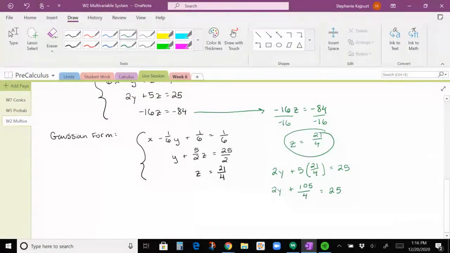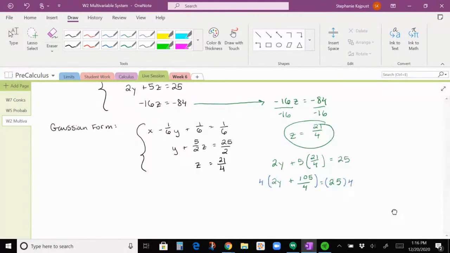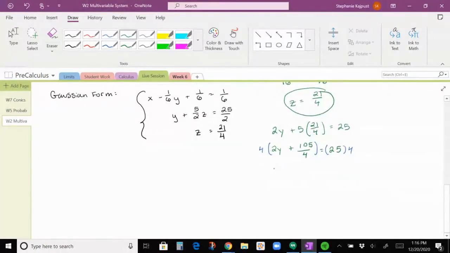And so just to avoid working with fractions altogether, we can multiply both sides of the equation by 4 so that you don't have to worry about potentially making mistakes there. That would give us 8y + 105 = 100. And then it's a lot easier to solve. And it's a lot easier than even dealing with the y = 5/2 z + 25/2. You would still have to deal with some fractions there. There's more of them there.